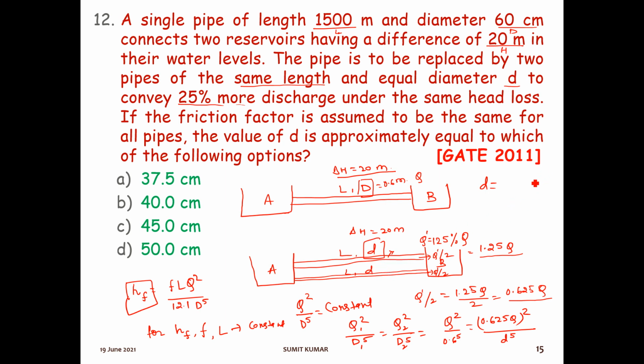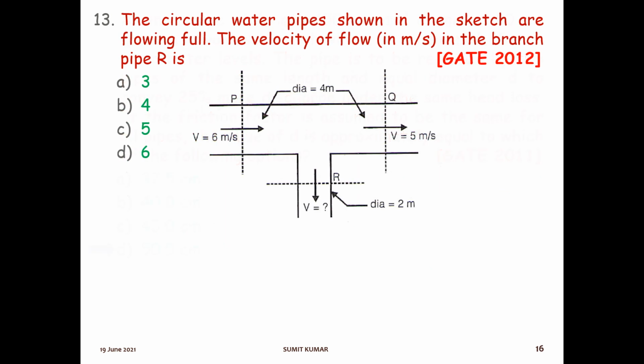This d will be 0.497 meter, which is nearly equal to 0.5 meter. So in centimeter we can write this is 50 centimeter. Correct. So option number D will be the right answer of this question. Just proceed to the next question.